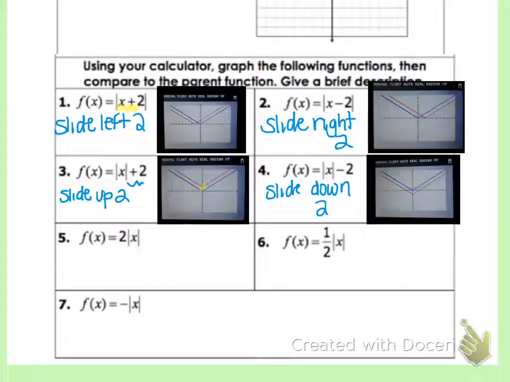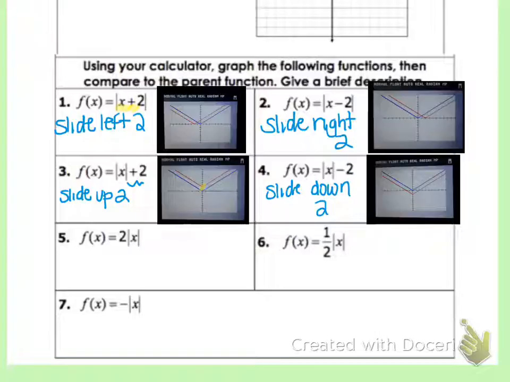But when the adding and subtracting was actually outside the absolute value, when it wasn't directly changing x, it actually behaved exactly what I might think. When I added 2, like in number 3, it slid the whole graph up 2, and when I subtracted 2 from absolute value of x, it actually moved it down 2.